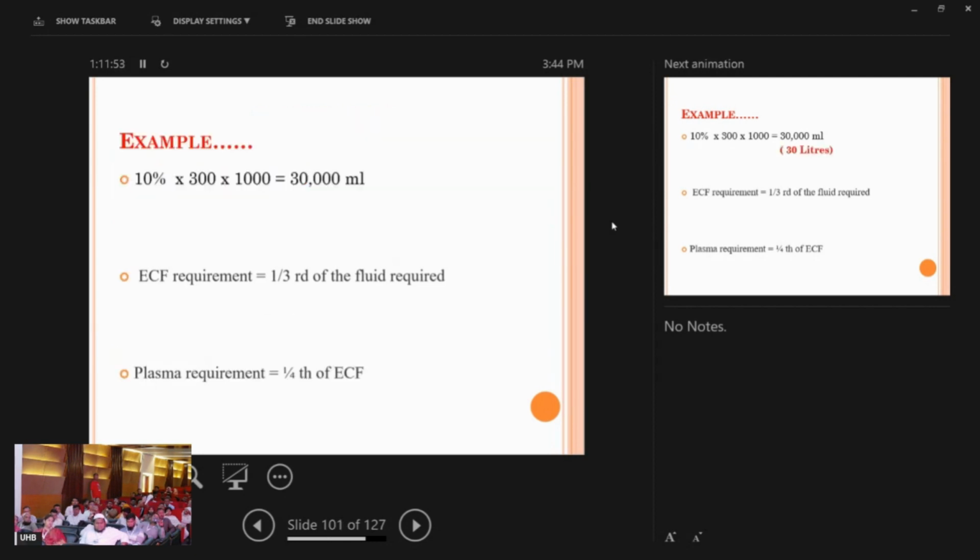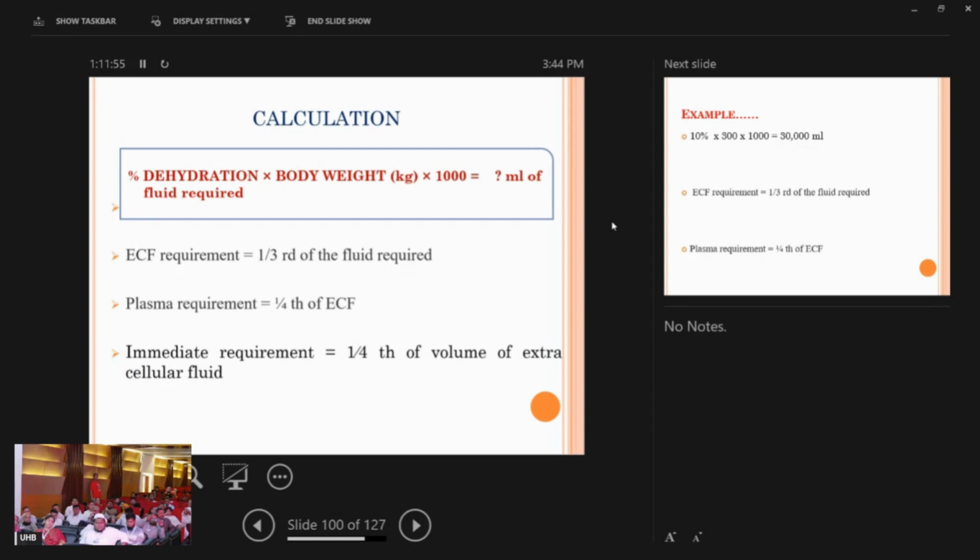For example, the ECF requirement is 1/3 of the required fluid. From the required amount, 1/3 is the ECF requirement, 1/4 is the plasma requirement, and the immediate requirement is 1/12. I am just telling this as an example so that you can evaluate how much fluid we are giving.